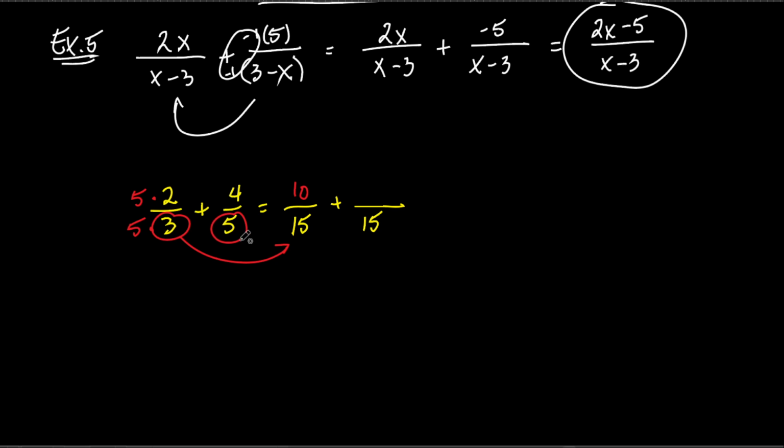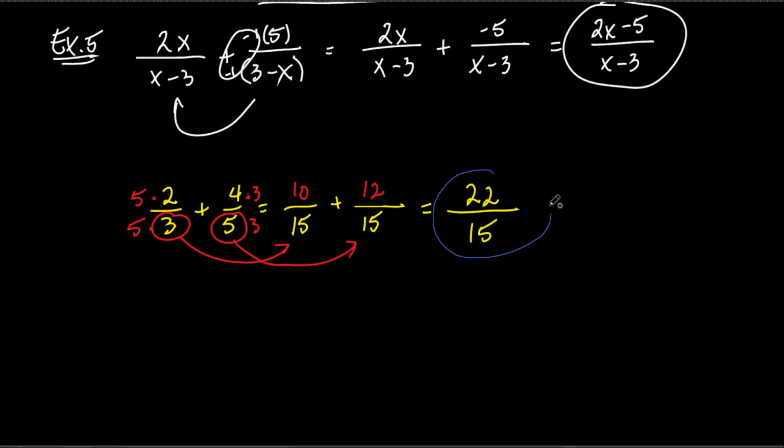Let's do the same thing to this. What did we do to the 5 in order to get 15? Multiplied by 3. So what do you do to the top? Multiply it by 3. And then what do you get? 12. Now, we're ready to add them together. So our common denominator is 15, so I just write one denominator, write it 15. And then what do I do to the top? 10 plus 12 is 22.